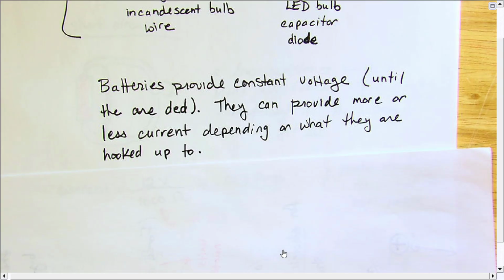Now, it may be able to get a lot of current through, or it may not. If you hook up 100 light bulbs in a row, you're probably not going to be able to get any current through just because it's so hard for the battery to push through all 100 light bulbs. But no matter what you hook up to it, it's going to be trying to pump at 1.5 volts.